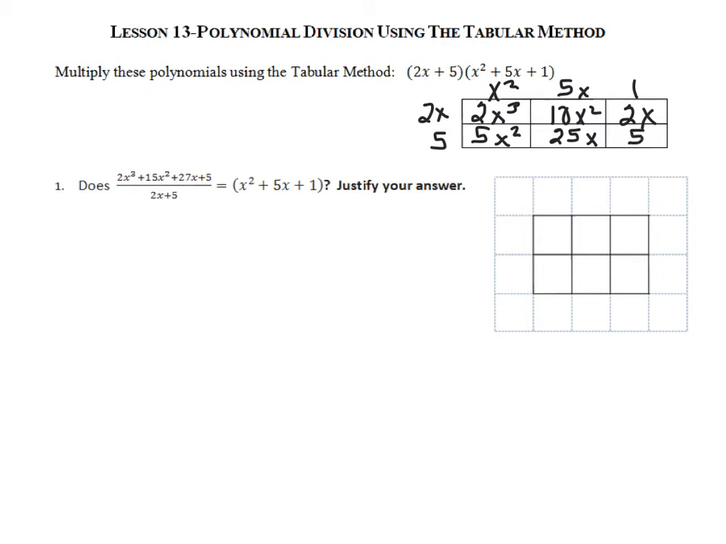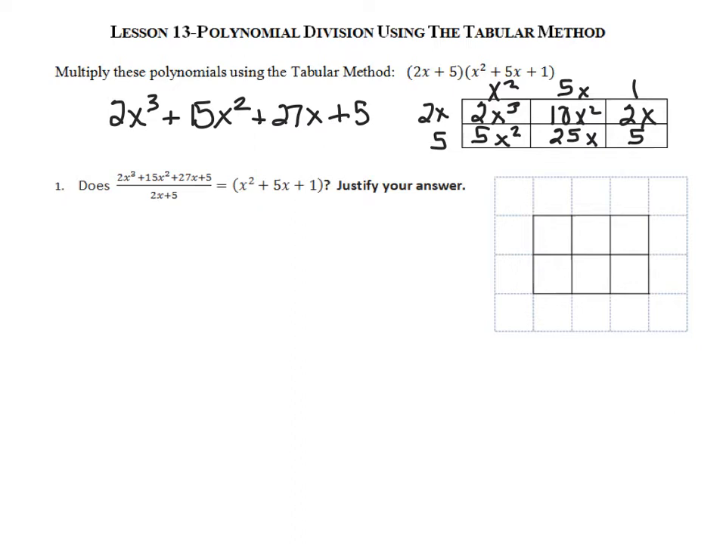Now the way that we read this answer is, of course, we start in the upper left-hand corner because that's going to be our leading term, 2x to the third. Going to the diagonal next, I'm going to add together the like terms that are across this diagonal. 5x squared plus 10x squared, that's giving me plus 15x squared. Go to the next diagonal, so 25x plus 2x, that's giving me plus 27x. And finish it off with the constant that's in the bottom right-hand corner, plus 5.